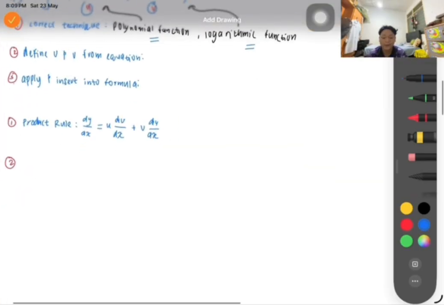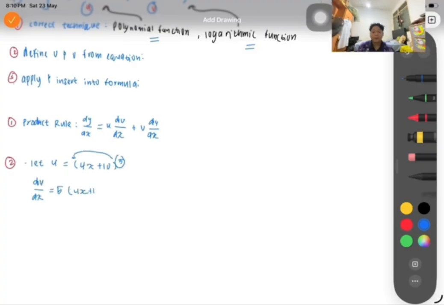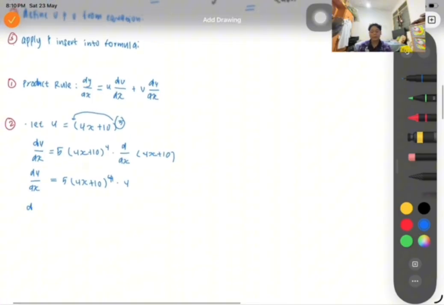let u equal to (4x plus 10) to the power of 5, then du/dx equals, we bring the power of 5 to the front, so it becomes du/dx equal to 5(4x plus 10) to the power of 4 multiplied with d/dx of (4x plus 10). Then du/dx equals (4x plus 10) to the power of 4 multiplied by 4. Then du/dx equals 20(4x plus 10) to the power of 4.